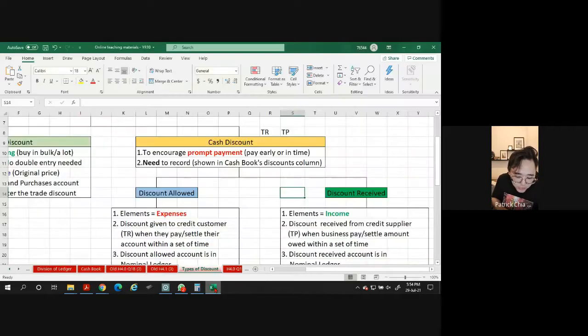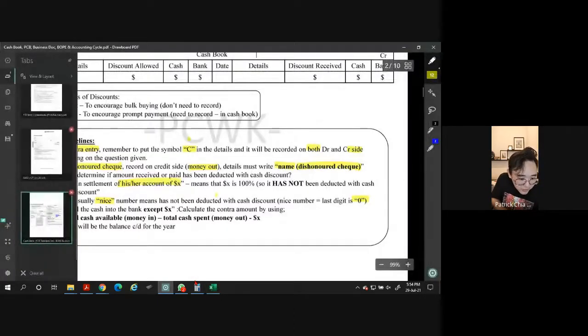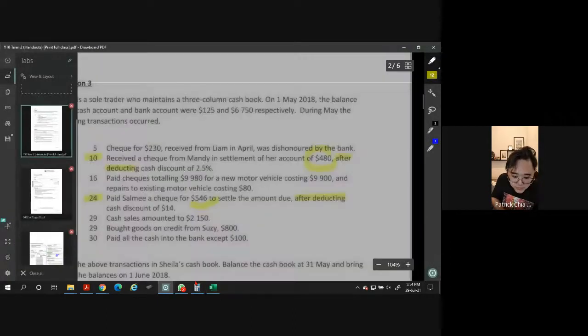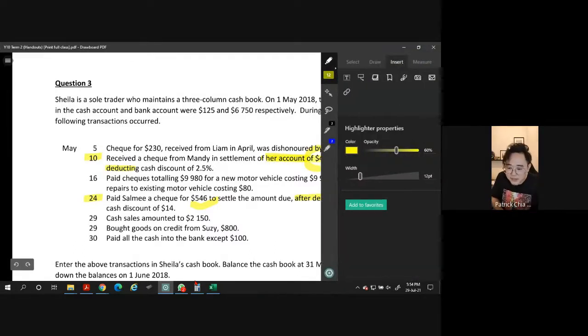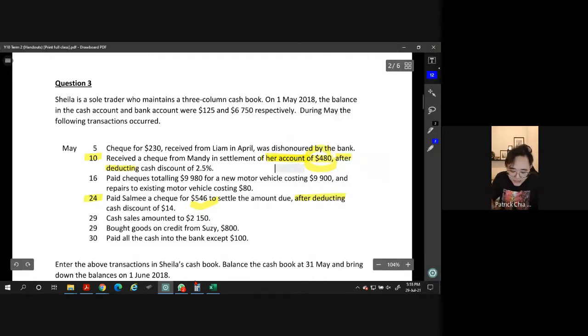So if you go back to the question just now, can you see that? Number 10, Mariam in settlement of her account. When you see her account of 480, this means 100%. This is telling you this is 100% here, which means haven't minus yet.